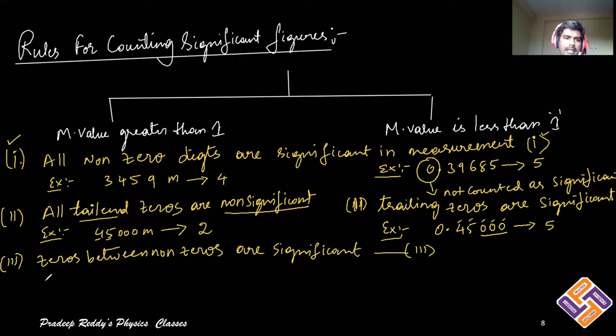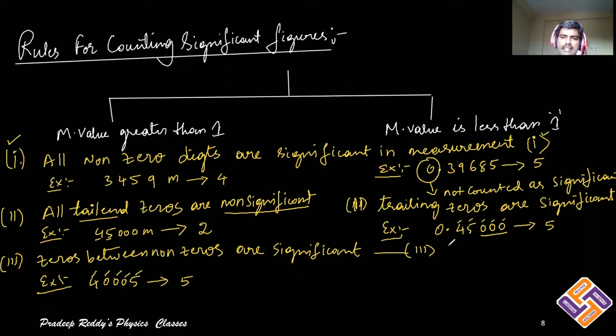So let me take one simple example. Zeros between non-zeros: 4, 0, 0, 0, 5. There are 3 zeros in between 4 and 5. 4 and 5 are non-zeros. In between non-zeros there are zeros. They should be counted as significant. Therefore, how many significant figures are there here? 1, 2, 3, 4, 5. 5 significant figures are there.